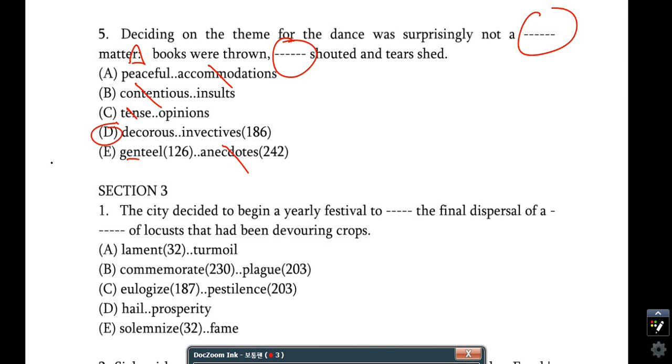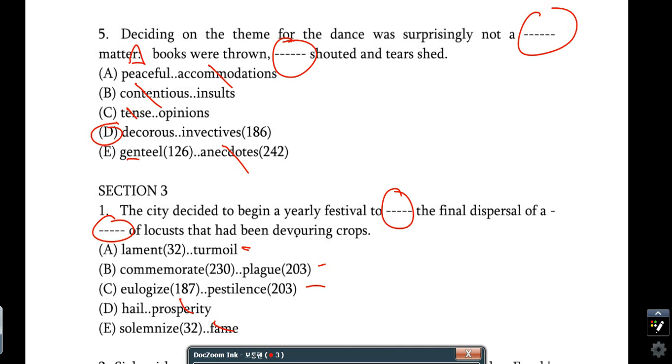Section 3, number 1. The city decided to begin a yearly festival to blank the final dispersal of a blank of locusts that had been devouring crops. You could have a plague of locusts. You could have a pestilence of locusts. Not really. That's not usually how you would say that, but possibly you could. You couldn't have a prosperity, a fame of locusts, and possibly a turmoil of locusts, but usually it's a plague of locusts.